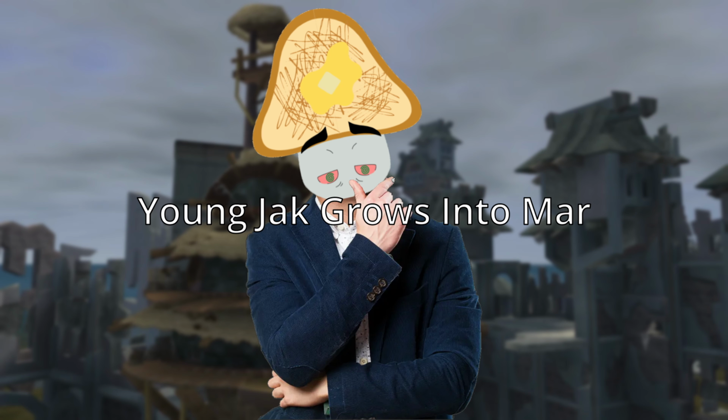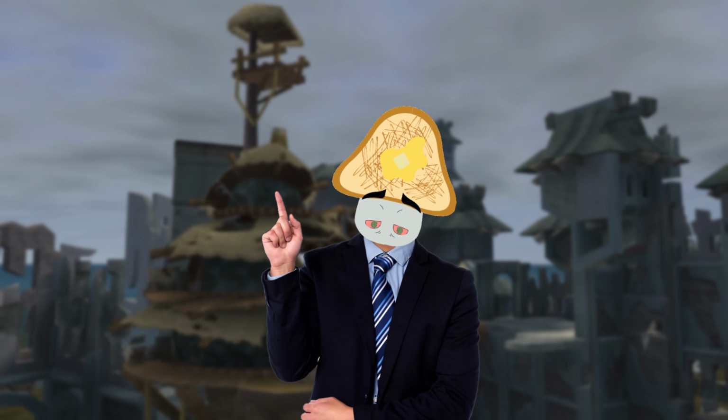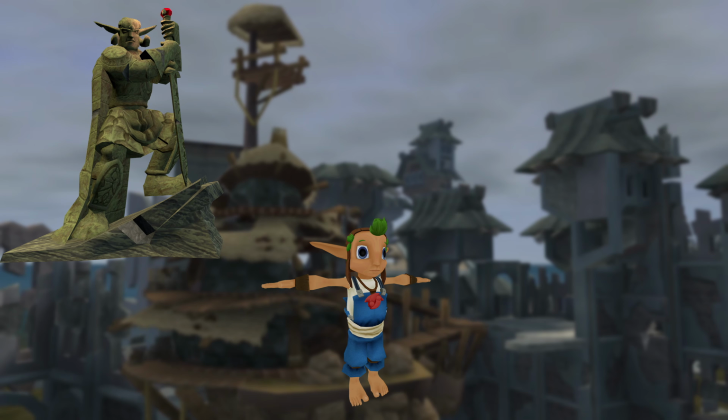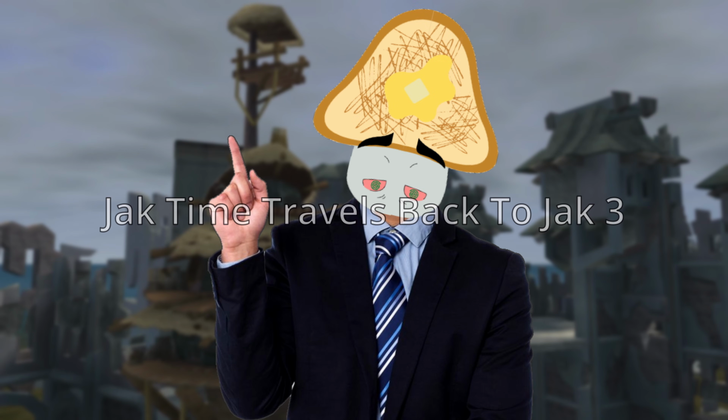When he sends himself back into the past, the kid, which is young Jak, grows up to become Mar. We know this cannot happen because, as we've established by the clues from the previous section, Jak cannot grow up to be Mar and simultaneously grow up to be the Jak we play as in the Precursor Legacy, Jak 2 and Jak 3.